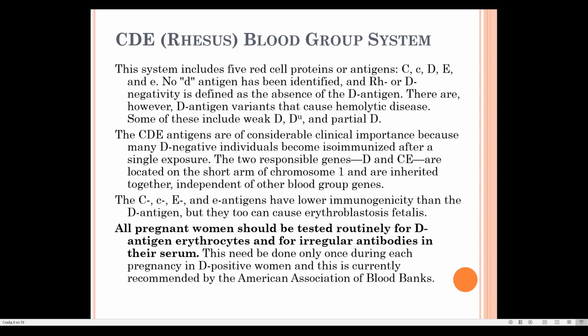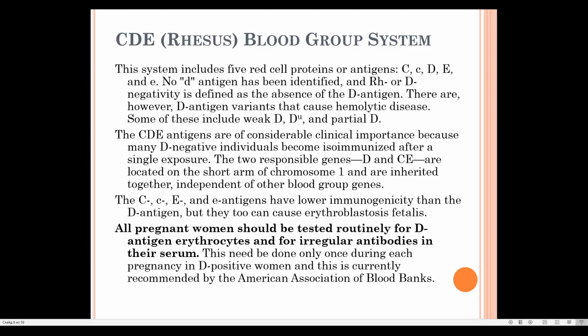CDE rhesus blood group system. This system includes 5 red cell proteins or antigens. They are C big, C small, D big, E big, and E small. No small d antigen has been identified, and rhesus or D negativity is defined as the absence of the D antigen. There are, however, D antigen variants that cause hemolytic disease.